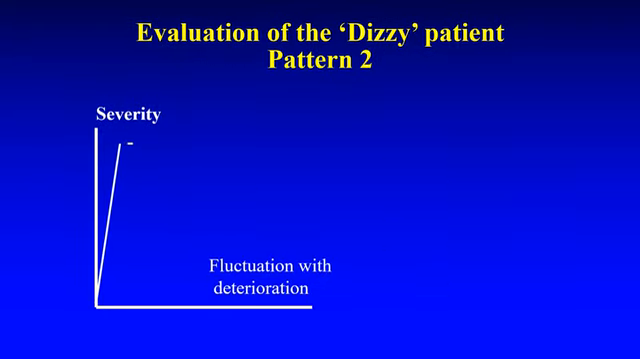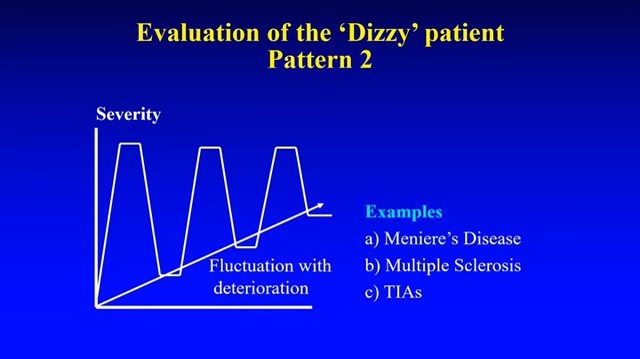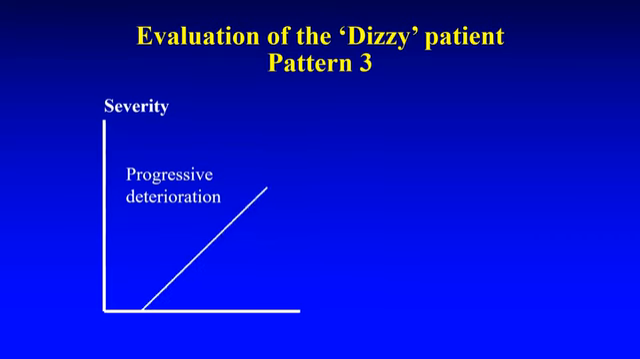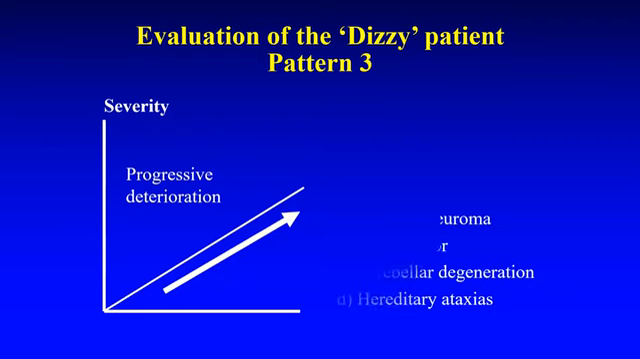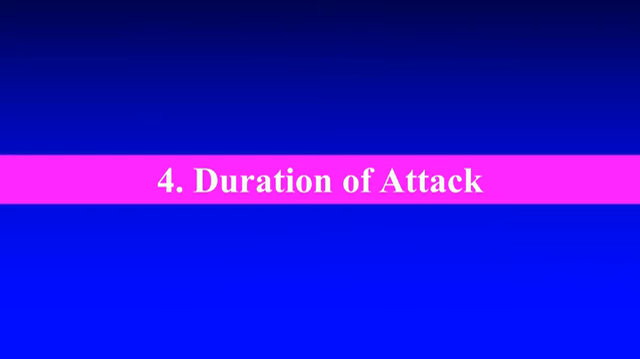Second is recurrent fluctuations with increased severity and deterioration. The classical examples are Meniere's disease, multiple sclerosis, and transient ischemic attacks. And third, sometimes when these patients are frustrated, they also may come into emergencies. These are progressively dizzy patients. They have progressive deterioration from the onset, and these are the patients with acoustic neuroma, brain tumor, cerebellar degeneration, and hereditary ataxias. This is very important for knowing the etiology of the disorder.